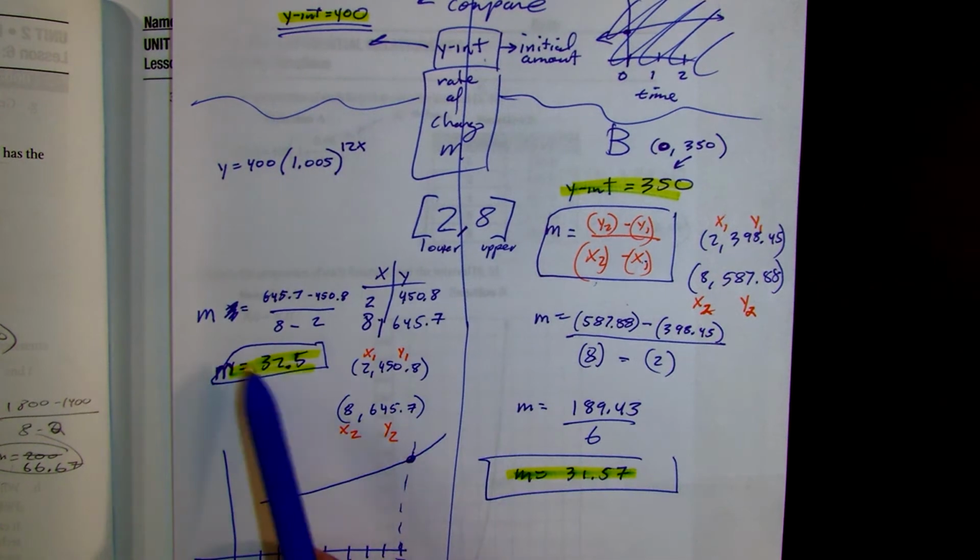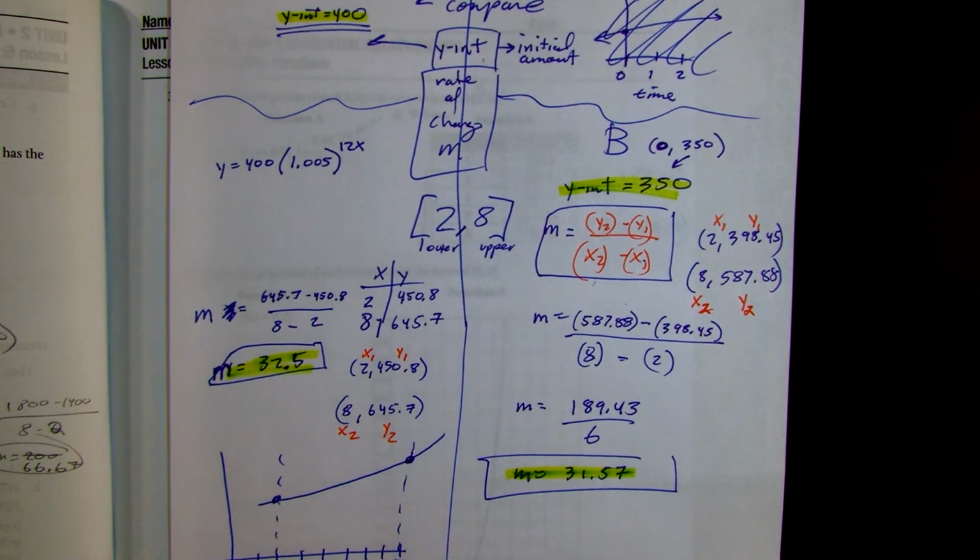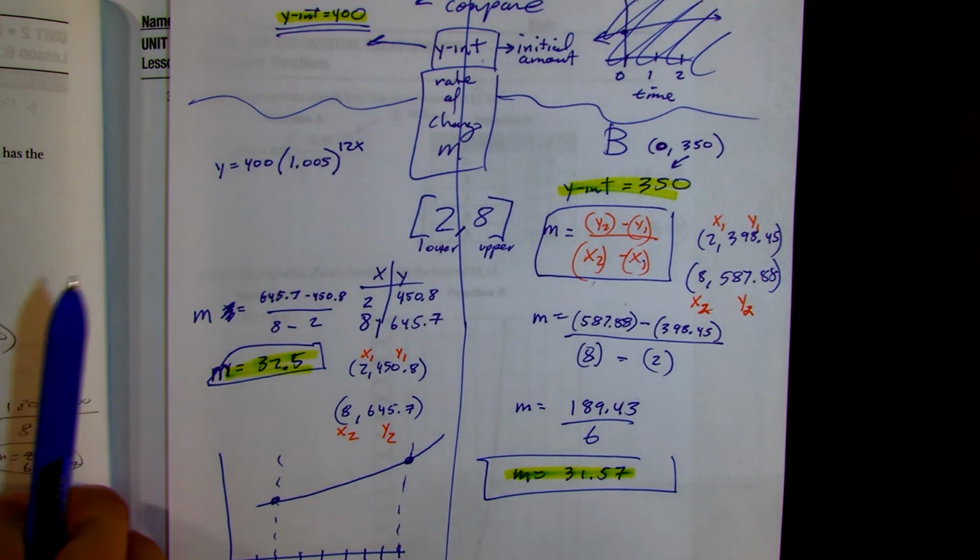Okay, so that's all we have to do. We have to find our 2 y-intercepts, compare them. Find your slopes. The higher the slope, the faster it is increasing.